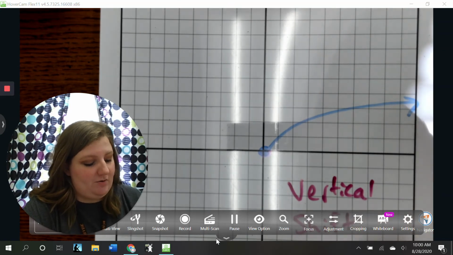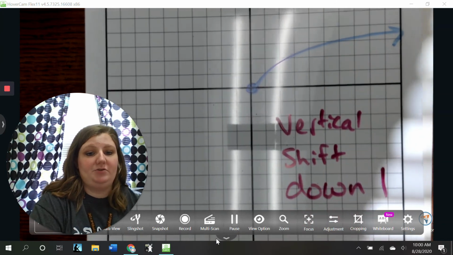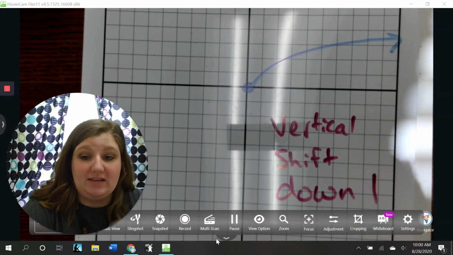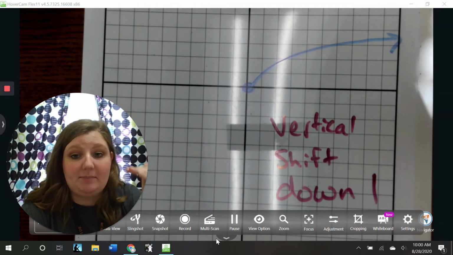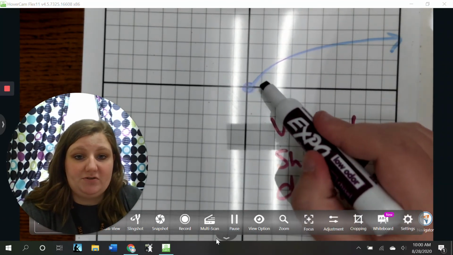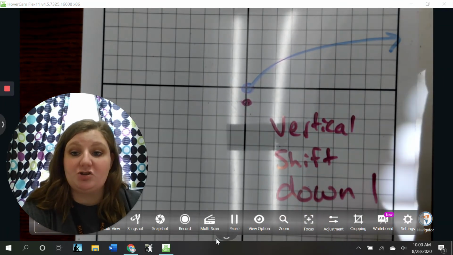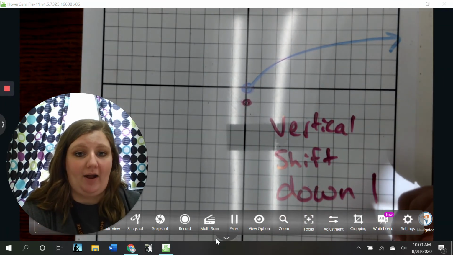Let's go down 1, okay? Vertical shift down 1. So again, I'm going to take a point on my graph and I'm going to move it down 1 place. So this looks like an easy point for me to move, so I'm going to take this point and move down 1. And that's a point on my transformed graph, on my new graph.